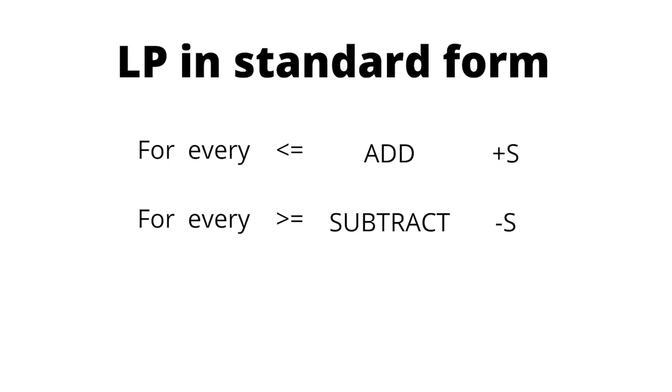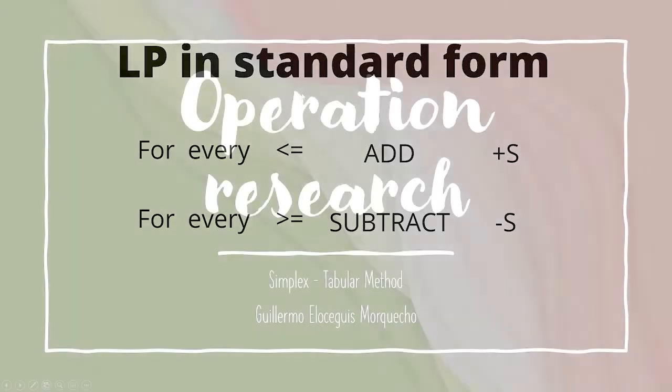An LP in any form can always be converted to the standard form by including additional non-negative variables. For every less-than constraint, add a slack variable to the left-hand side and transform the constraint to equal form. The slack variable is non-negative and has a zero cost coefficient. For every more-than constraint, subtract a slack variable from the left-hand side and transform the constraint to equal form.